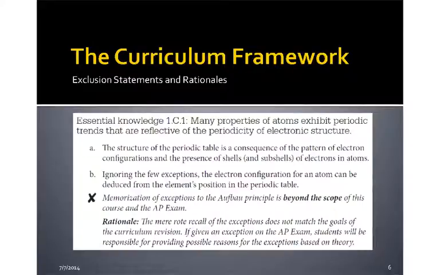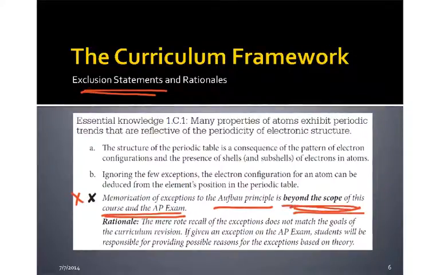Now, as they go through the essential knowledge, there are also places where some information has been taken out of the AP curriculum, and those are called the exclusion statements. An exclusion statement has a comment like: memorization of the exceptions to the Aufbau principle is beyond the scope of this course and the AP exam. They all finish with that kind of wording.